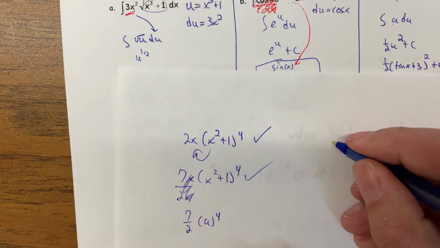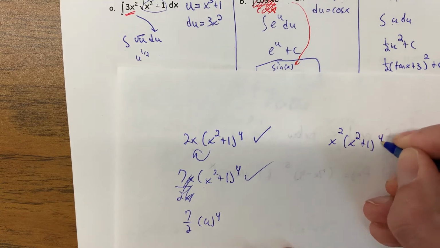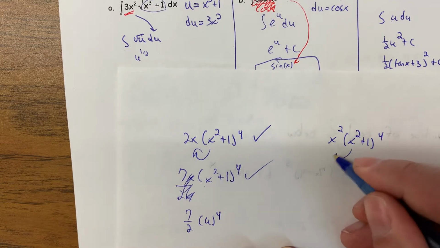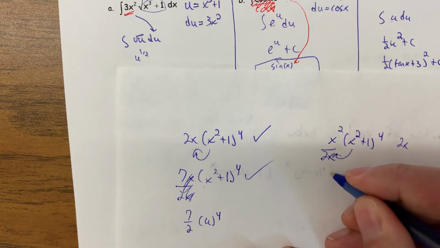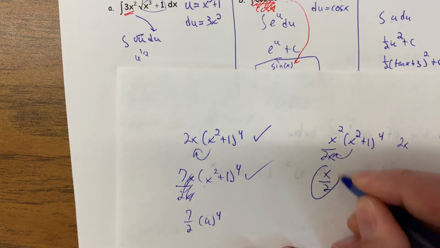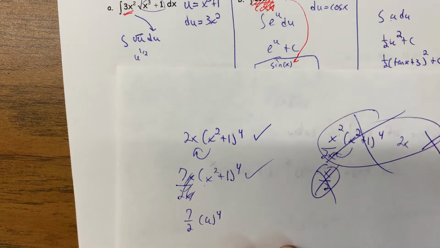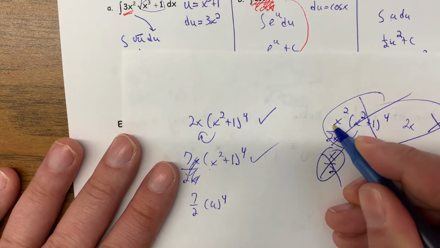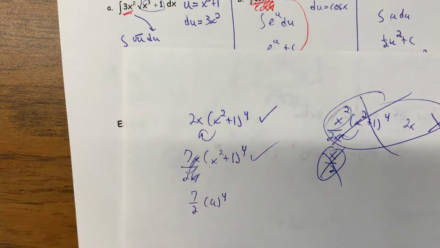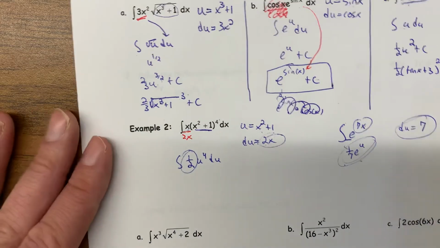What is not good is if we had x squared plus 1 to the fourth power times x squared, because now the derivative of this is 2x, and if you try to divide by 2x, there's still an x left over. So the x's need to cancel out exactly. This cannot be integrated using u substitution because the derivative of this is x's, and we have an x squared here. It needs to cancel out exactly. It needs to be the result of a chain rule.